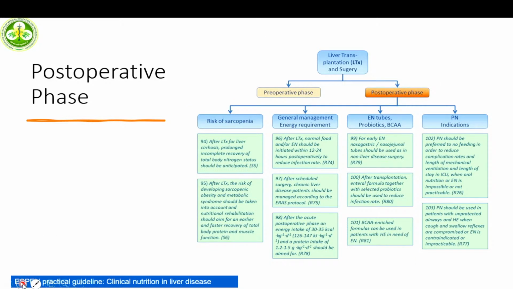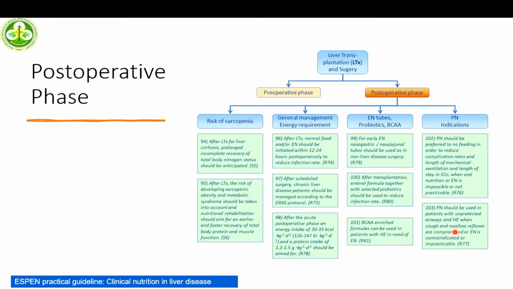And in the post-operative phase, looking at the energy requirement and the protein requirement, the recommendation is for early enteral nutrition. This holds true for any surgery, more so for liver transplantation, because we don't want any gut barrier or gut translocation to happen after surgery. So very early nutrition is started and gradually built up to the actual requirement or metabolic requirement of the patient.